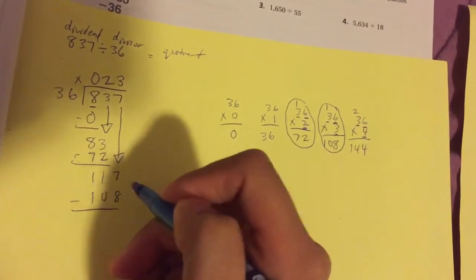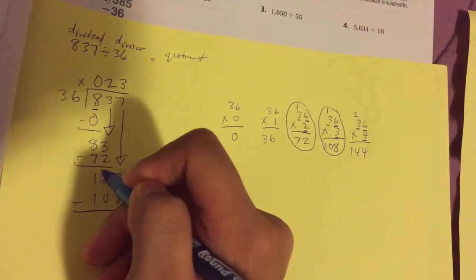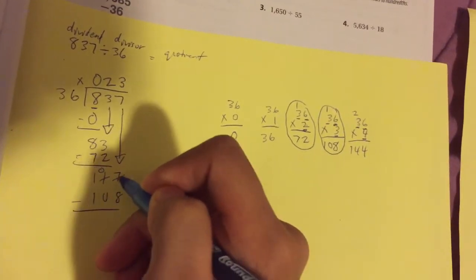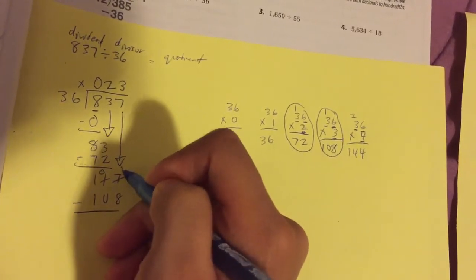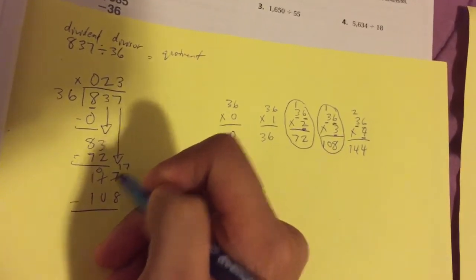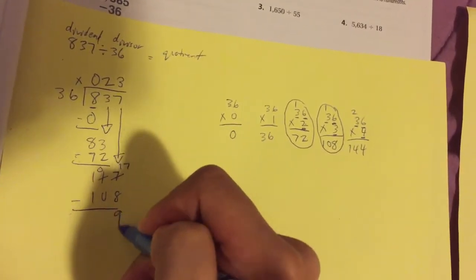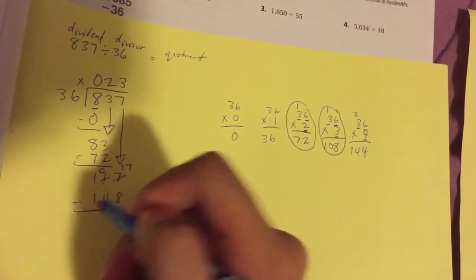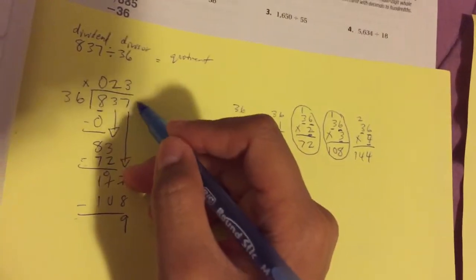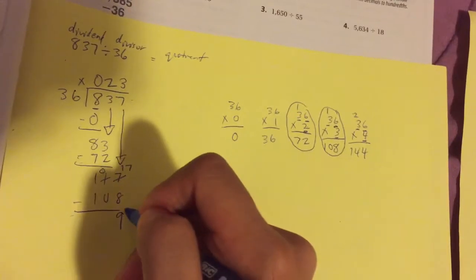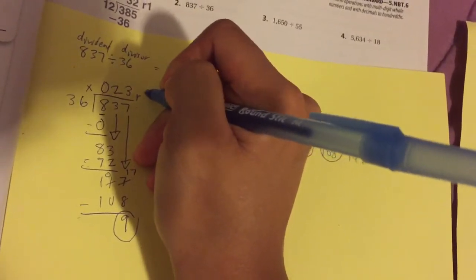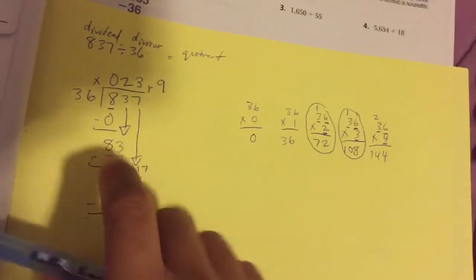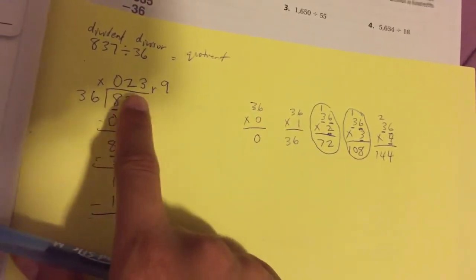7 minus 8, we'd have to regroup. The 1 becomes a 0. The 7, because we borrowed from the tens place, is 7 plus 10, which is 17. 17 minus 8 is 9. 0 minus 0 is 0. 1 minus 1 is 0. Since there are no more numbers to bring down, we could circle this, and this is our remainder. Remainder 9. And so here's our final answer, 23 remainder 9.